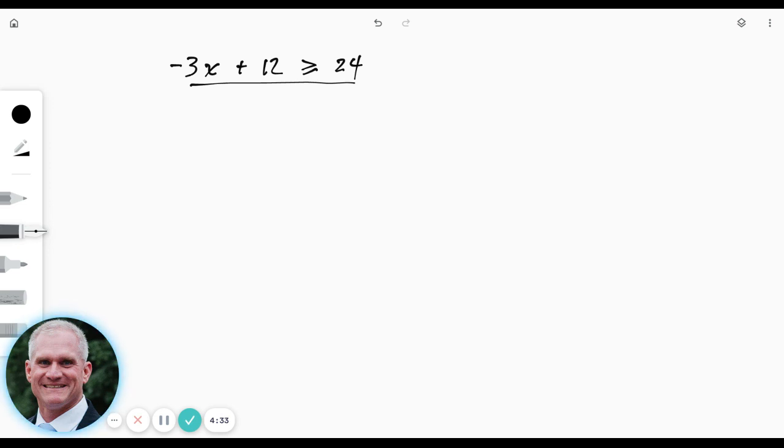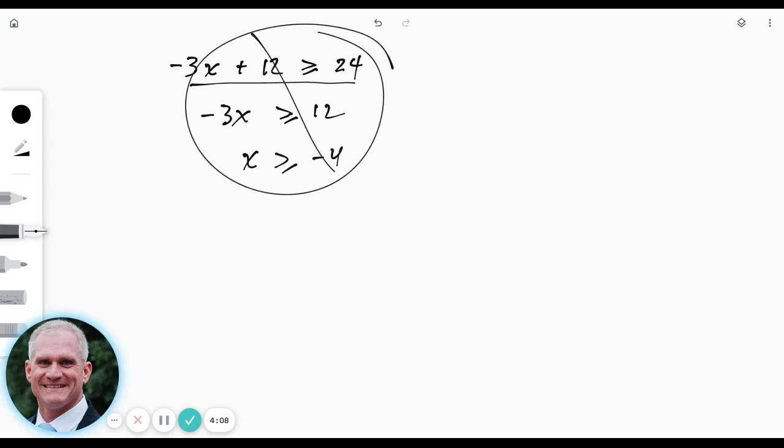Minus 3x plus 12 is greater than or equal to 24. So what we would normally quickly do is we would say negative 3x, and then we would subtract 12 from both sides, right, is greater than or equal to, and then if we subtract 12 from here, we get 12, right? And then we'd say, oh, divide each side by negative 3, and you get x is greater than or equal to negative 4. Wrong. That doesn't work. And here's why.